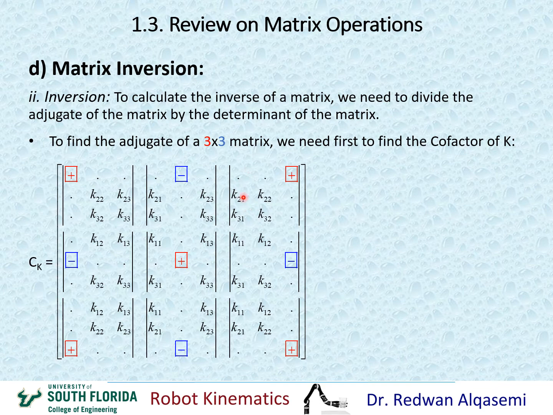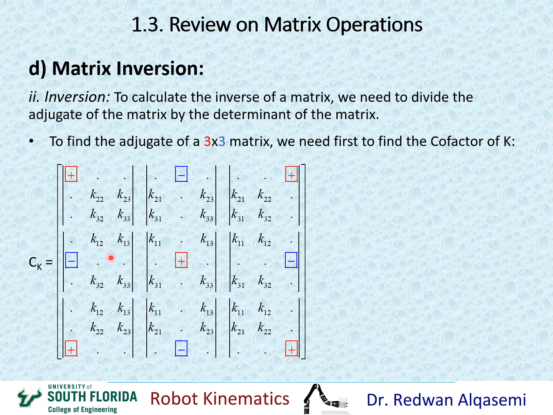Now for the third element here, again I do the same thing. This is the first row, third column. So I go to the first row, third column of my original matrix, and I remove everything in that row and everything in that column. What's left, I can put together as a 2 by 2, find the determinant of the 2 by 2, and then multiply it by +1 and place it here.